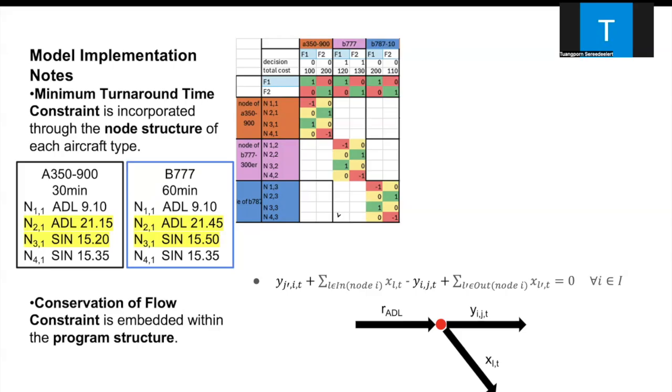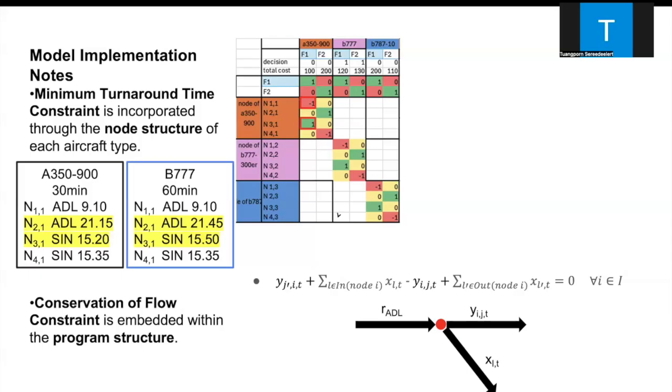Let's look at the relationship of flights and nodes in the model. Each flight is linked to a departure or arrival node. The relationships are represented by +1 and -1 values. -1 means the plane departs from that node. +1 means the plane arrives at that node. So for example, for flight F1 of A350 type, because the plane departs from node N11, this cell will be -1 and the flight F1 will arrive at node N31, so this cell will be +1.